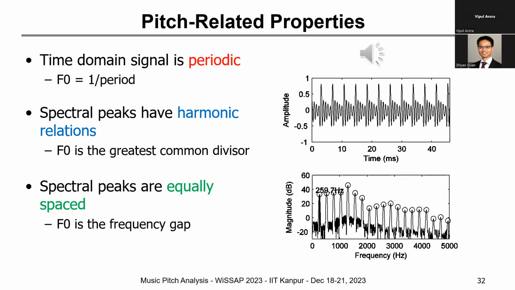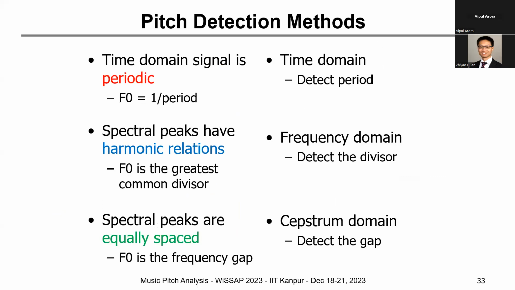And people have designed algorithms using these cues. So in the time domain, we try to detect the period of the signal. In the frequency domain, we try to detect the common divisor of the harmonic frequencies. And we can go to the cepstral domain to detect the gap between harmonics in the frequency domain, right? Because the gap is the period of the frequency domain signal. And how do we detect the period? Well, we can go to another Fourier domain, which would be the cepstral domain.